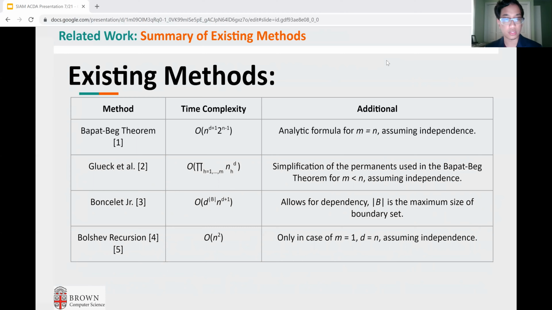However, recent work has shown that this can be extended to the case where m equals 2. Our goal for today is to get the time complexity for the m populations, d greater than 1 case, as per Gluck's algorithm, to look closer to the Bolshev recursion runtime.